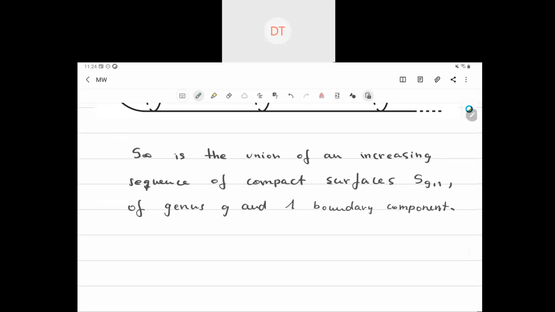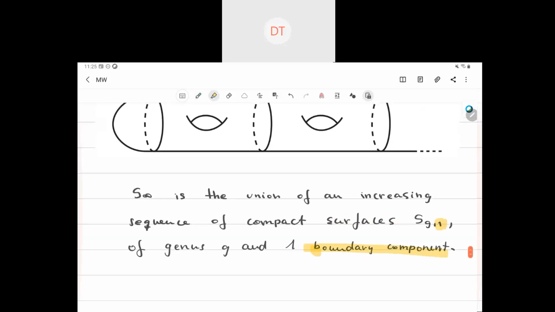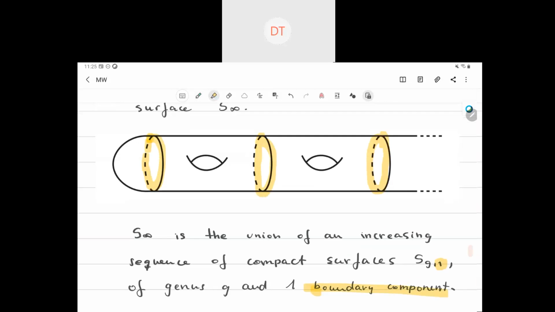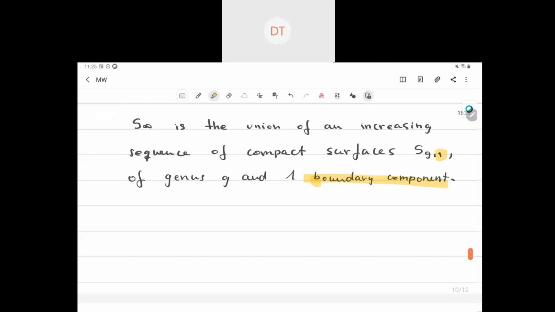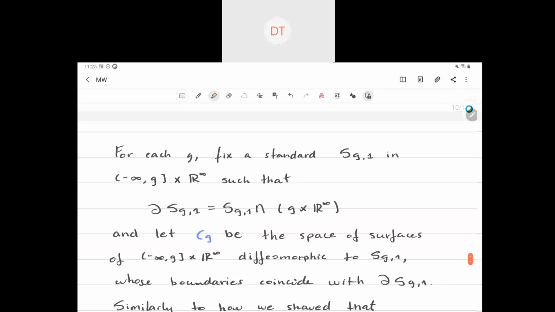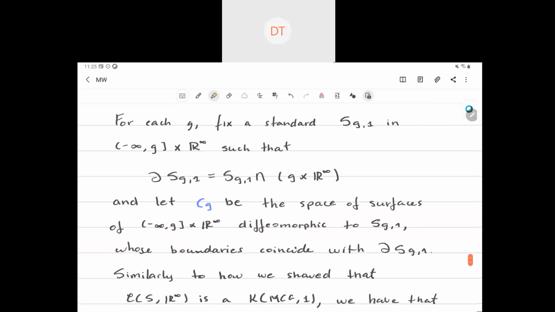So S infinity is the union of an increasing sequence of compact surfaces S_G,1 of genus G and one boundary component. I forgot to say this: we have a boundary component. The first one has this boundary component, and the second one has this boundary component, and so on.